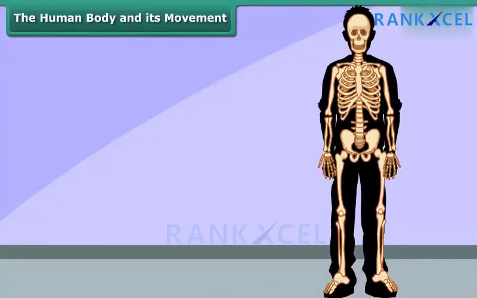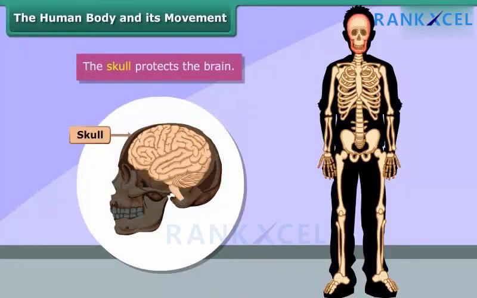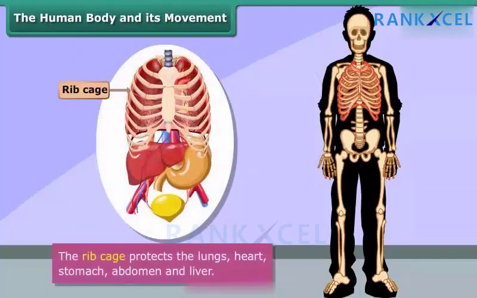It consists of the skull, hand bone, shoulder bone, rib cage, pelvic bone, backbone, leg bone and cartilage. Most of the bones protect our organs, like the skull protects the brain, while the rib cage protects the lungs, heart, stomach, abdomen and liver.